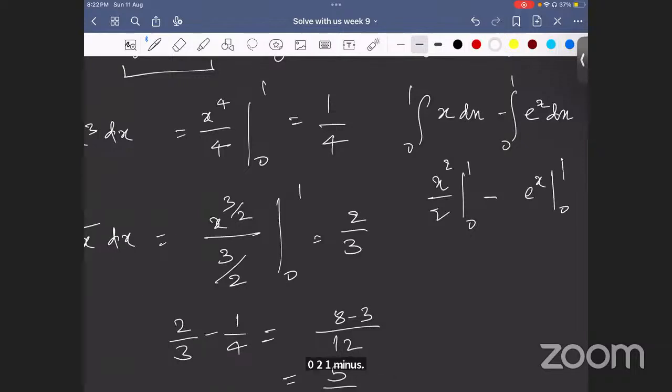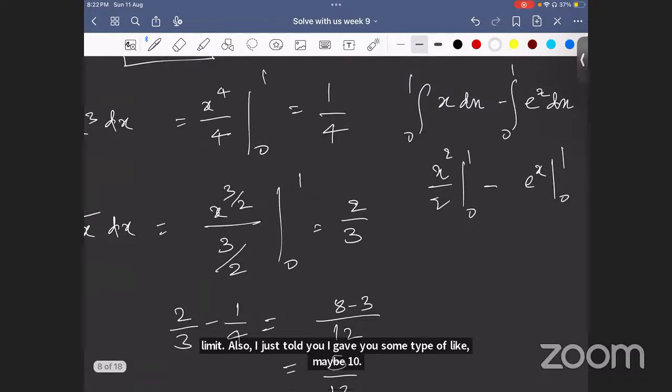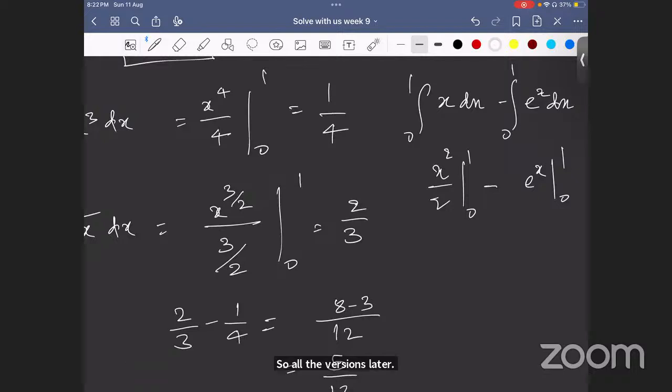Yeah, so integration will have some formulas that have been taught. You just have to know, you should be knowing all those things. Even for the differentiation, for the integration, for the limit also, I gave you some 10 forms, like maybe 10 or 12, that you should be knowing. So all the questions related to those will be asked only.